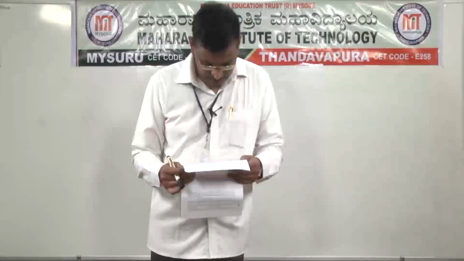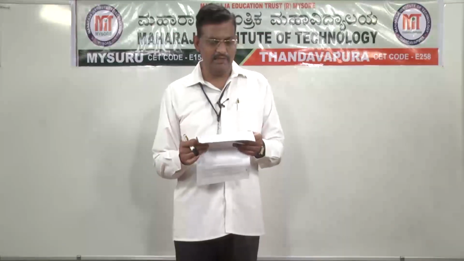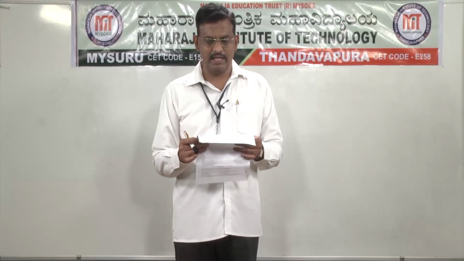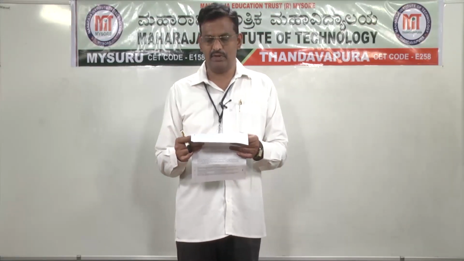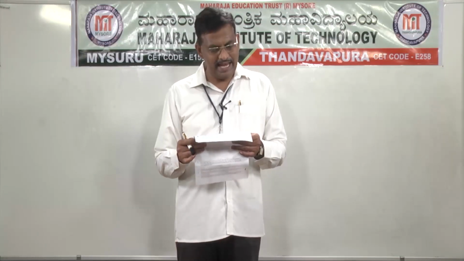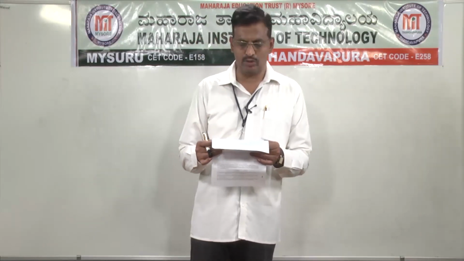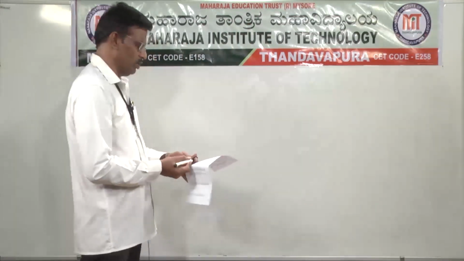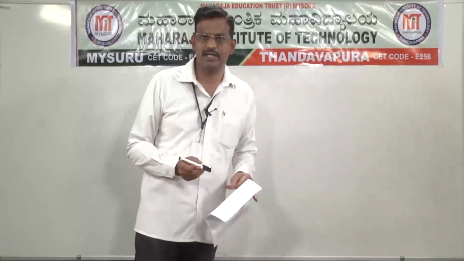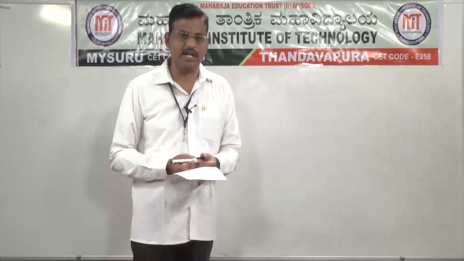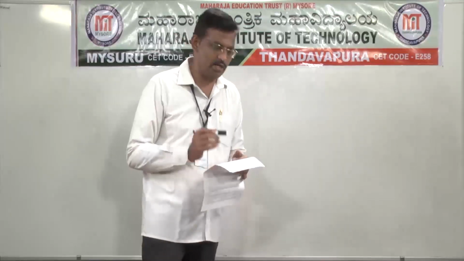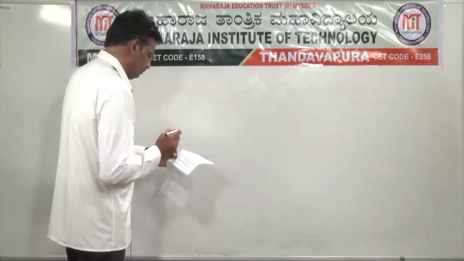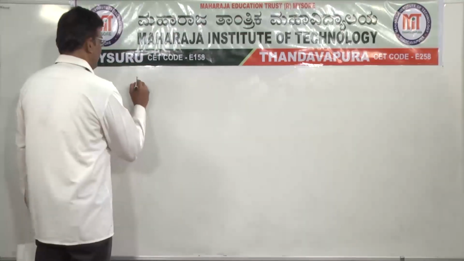Question number 15. A wheel has angular acceleration of 3 radian per second square and an initial angular speed of 2 radian per second. In a time of 2 seconds, it has rotated through an angle of. See here, according to the formula in translatory motion, S is equal to ut plus half at square. If that equation is applied for rotational motion, we will get the equation for the 15th question.